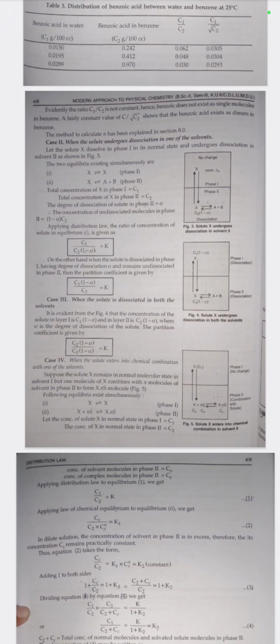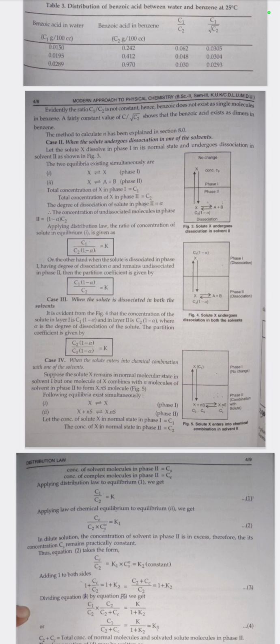Case 2. When the solute undergoes dissociation in one of the solvents. Let the solute X be dissolved in phase 1 in its normal state and undergo dissociation in solvent 2 as shown in figure 3. The two equilibria existing simultaneously are X in equilibrium with X, and X in equilibrium with A plus B. Total concentration of X in phase 1 is equal to C1. Total concentration of X in phase 2 is equal to C2. The degree of dissociation of solute in phase 2 is equal to alpha. The concentration of undissociated molecules in phase 2 is equal to 1 minus alpha C2.